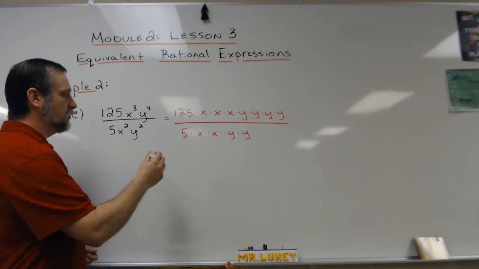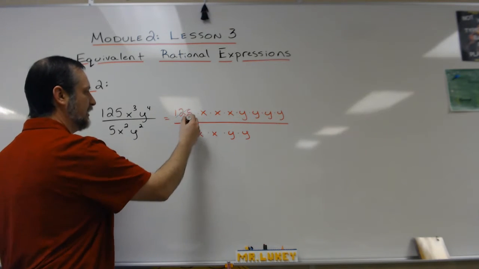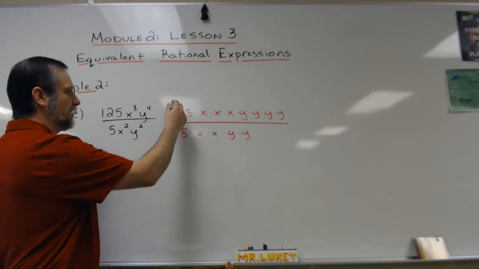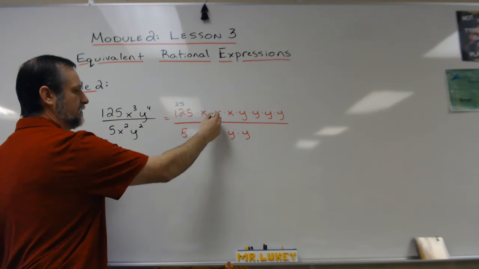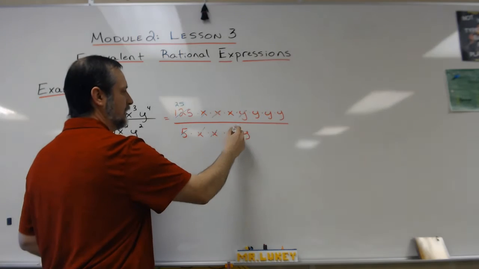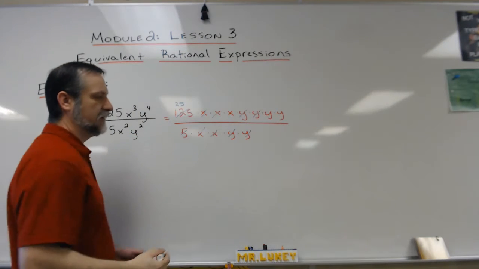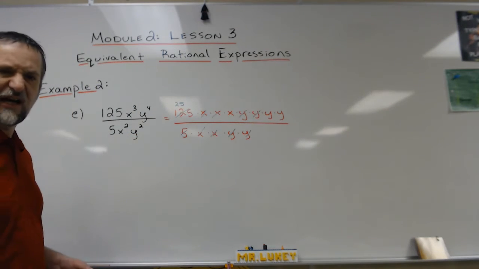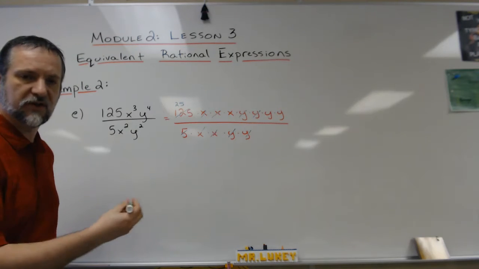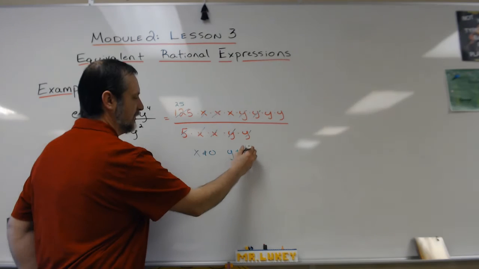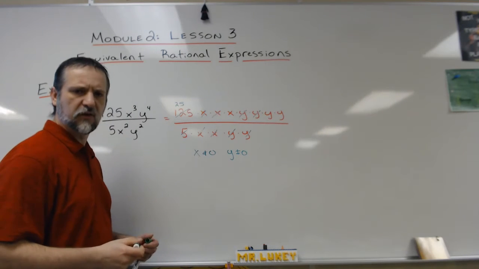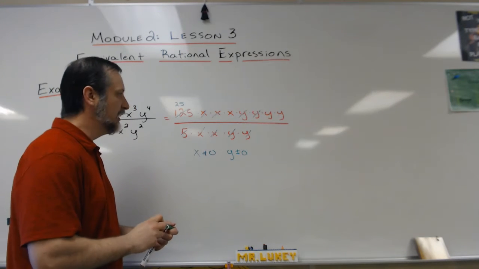So of course the 125 divided by 5 will simplify. That's going to be 25 is what that's going to come out to. These x's cancel, these x's cancel, these y's cancel, these y's cancel. And I missed the non-permissible values because they're pretty straightforward, right? Where x simply cannot equal 0, y cannot equal 0. Those ones are a little more straightforward.